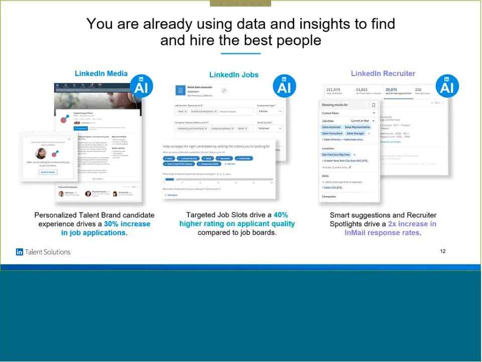We've got the media, which is driving an increase in your job applications by getting your brand out there. We've got jobs where we've imbued that with additional manual targeting criteria so that you can help the algorithm to help you. And that's delivering a 40% higher applicant quality rating versus traditional job boards. And then we've got the spotlights here as well that are driving a 2x increase in email response rates.